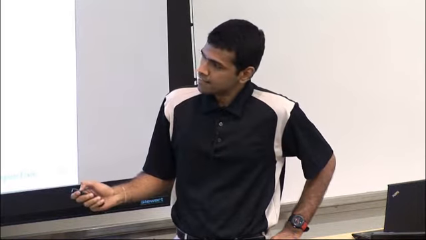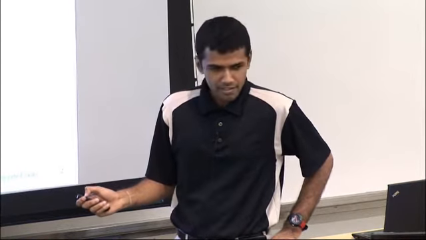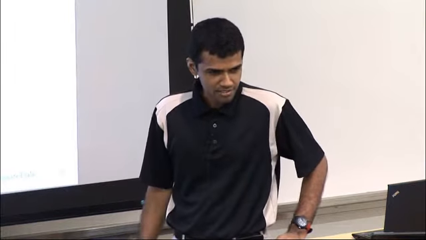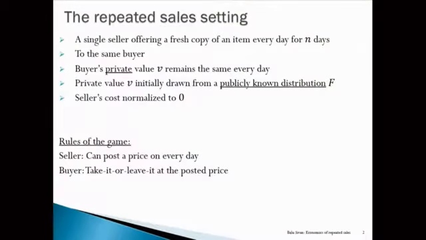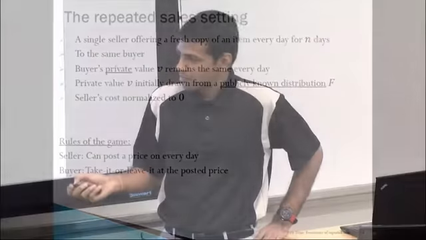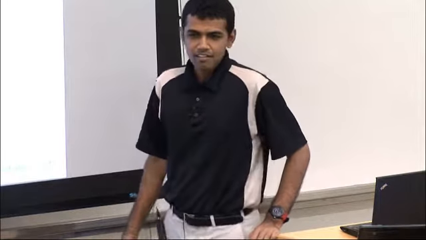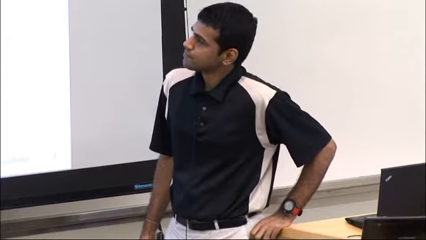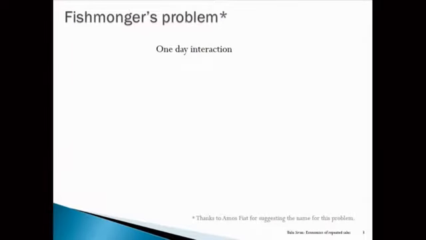And the seller has a cost which is public, and here we normalize it to 0. It doesn't change things. The setting is really simple. So this happens for n days. Each day the seller comes, talks to the buyer. So what is the rule of the game? The seller can post a price on every day. That's all. The buyer is basically allowed to take it or leave it. If he takes it, he pays the price. It happens for n days. So we call it the fishmonger's problem, after Amos Fiat suggested this name to us.